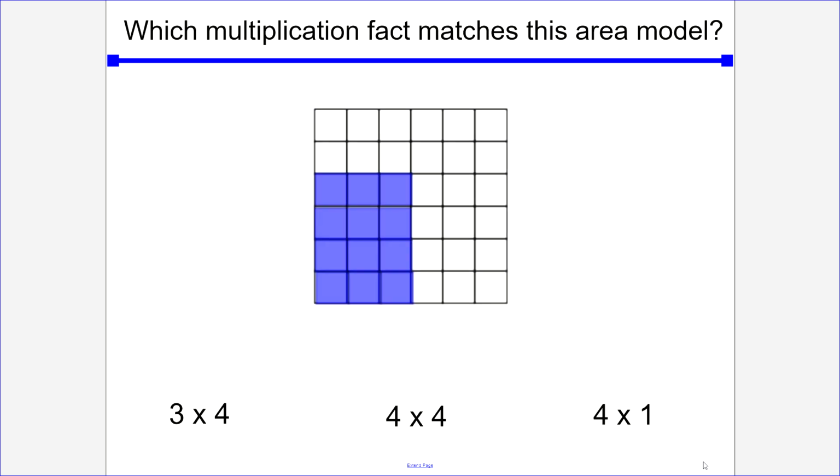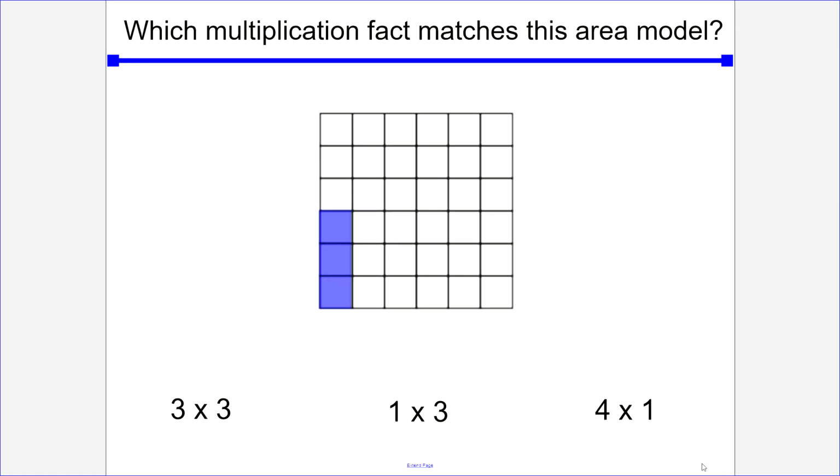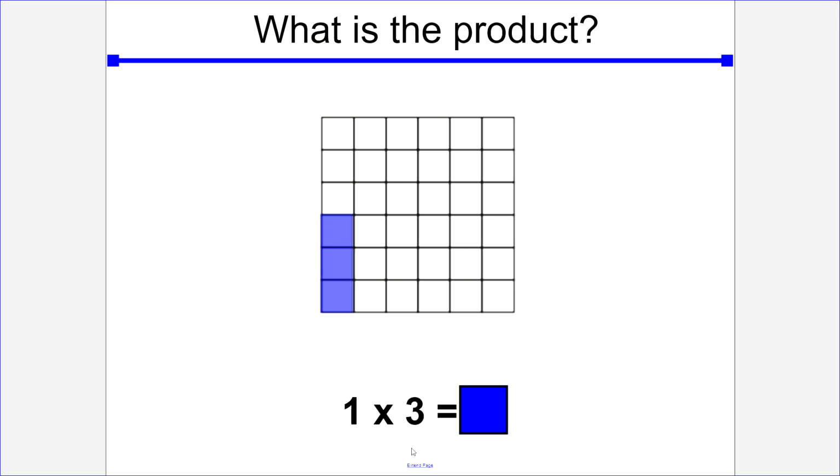Let's look at another one. Which multiplication fact matches this area model? Absolutely. This is a 3 by 4 rectangle, so 3 times 4 is the multiplication fact that matches this model. What does 3 times 4 equal? Yes, 3 times 4 equals 12. And finally, look at this area model. Which multiplication fact matches this area model? You're right, this is a 1 by 3 rectangle. What does 1 times 3 equal? Absolutely, 1 times 3 equals 3.